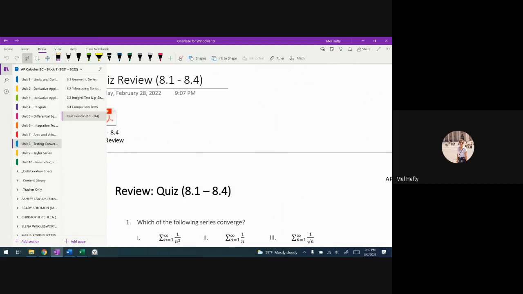Don't say that. 1 over m squared, so we can use p series. What about Ada? There she is. 1 over M squared. Yeah, it tells you which one to use.